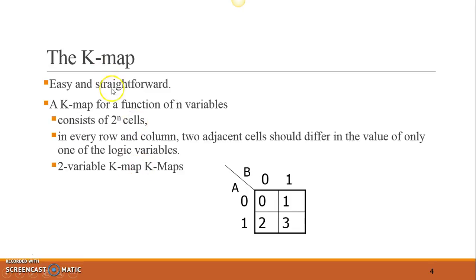K-map consists of several cells. For example, for n variables, it has 2 raised to n cells. A very simple example of a 2 variable K-map is shown here, whereby the cell value is nothing but the output value. It could be 0 or 1, being a digital variable. So if this particular cell is 1, that means for the 0, 0 combination the output should be 1.